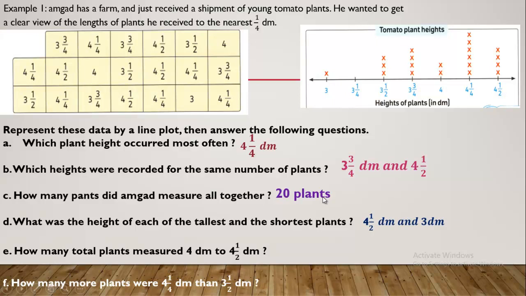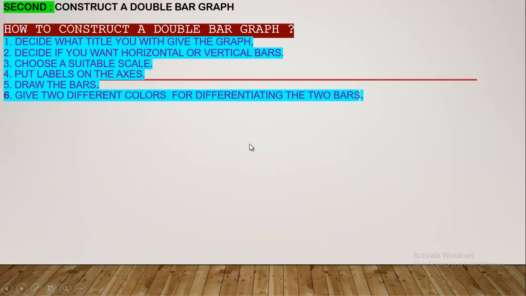How many total plants measured 4 decimeters and 4.5 decimeters? We will add 4 decimeters to 4.5. From 4 to 4.5, we have 2 plus 6 plus 4, so we have 12 plants. How many more plants were 4.5 decimeters than 3.5? We will subtract: 6 minus 3 equals 3 plants.